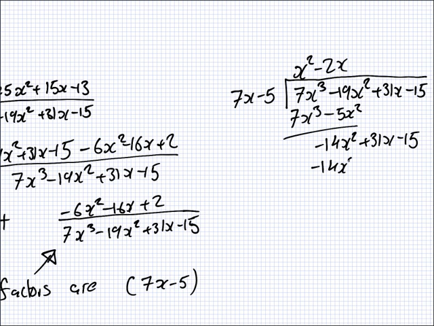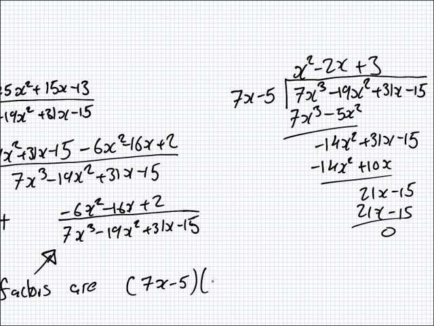Minus 14x squared plus 10x. Yes. 21x minus 15. So the last one has to be a 3, which is perfect. 21x minus 15, remainder 0. So the other factor here was x squared minus 2x plus 3.